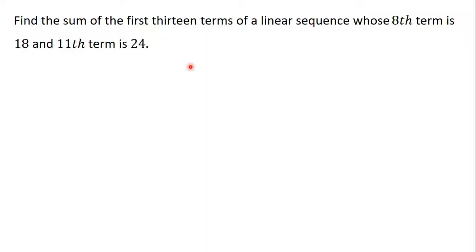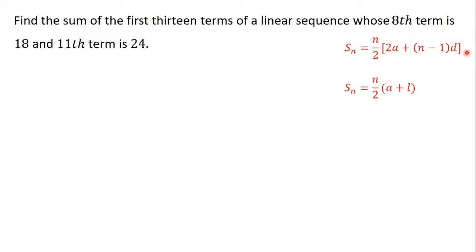We have learnt that to find the sum of the terms in an AP, we will use either one of these formulas. We use the first one when we have the first term and the common difference. We use the second one when we have the first term and the last term. In the question, we are told that the 8th term of the linear sequence is 18 and the 11th term is 24. We can use this information to find the first term and the common difference. So with the first term and the common difference, we are going to use the first formula to find the sum of the first 13 terms.